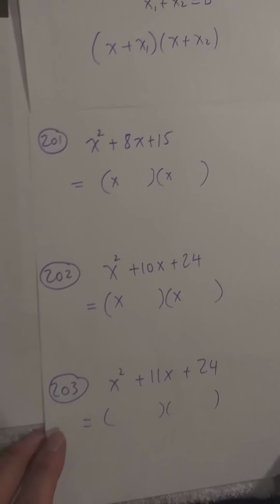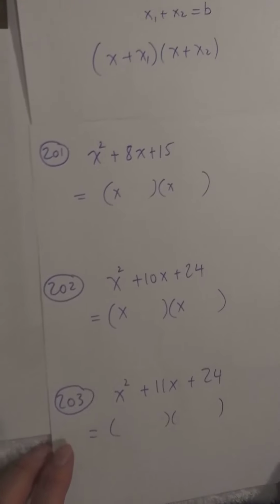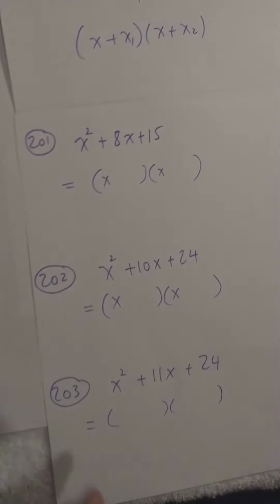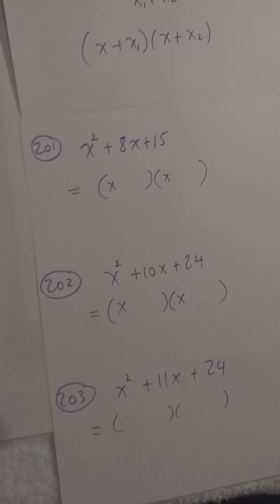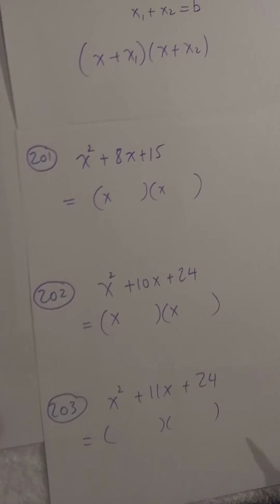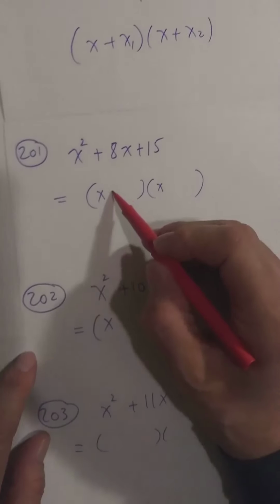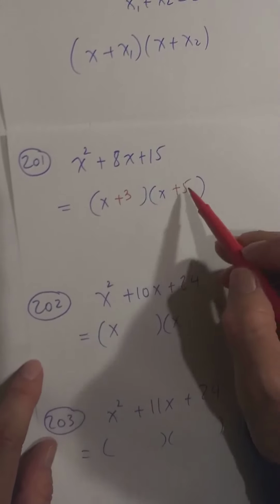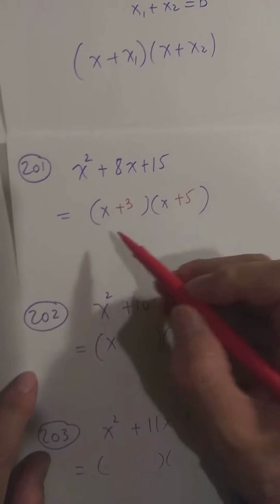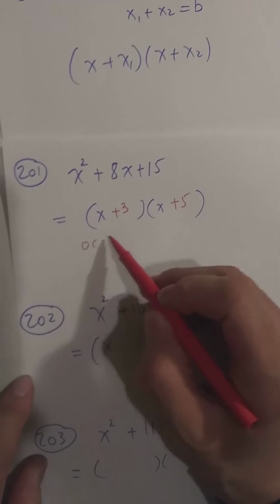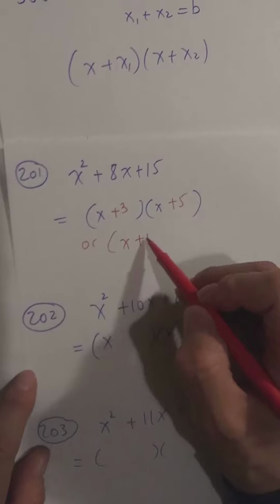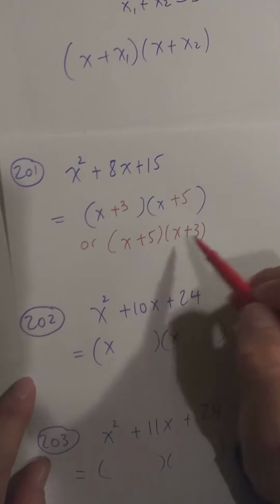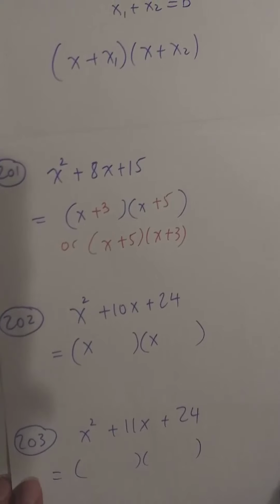The first example we're going to do is factor x squared plus 8x plus 15. Well, we need to look for two numbers with product 15 and sum 8. And those two numbers are 3 and 5 or 5 and 3. So you can write plus 3 here, plus 5. Let us check. 3 times 5 is 15, 3 plus 5 is 8. You can also write it like this, or you can write the 3 before the 5 or the 5 before the 3.